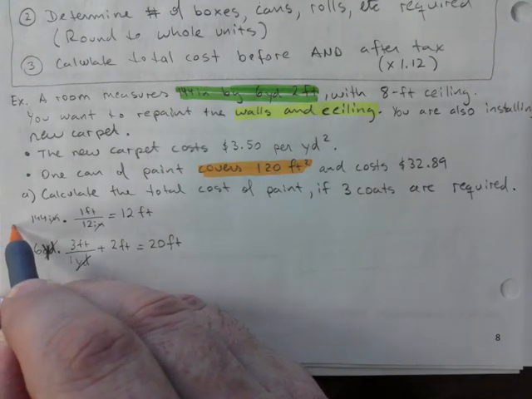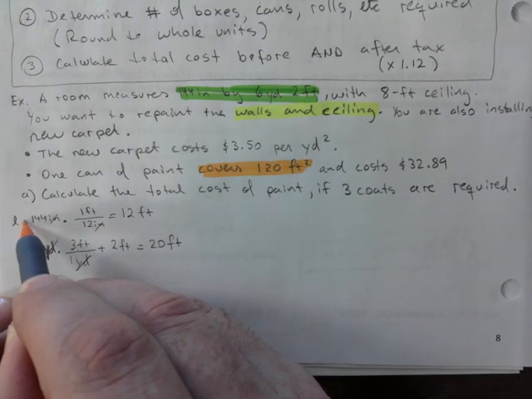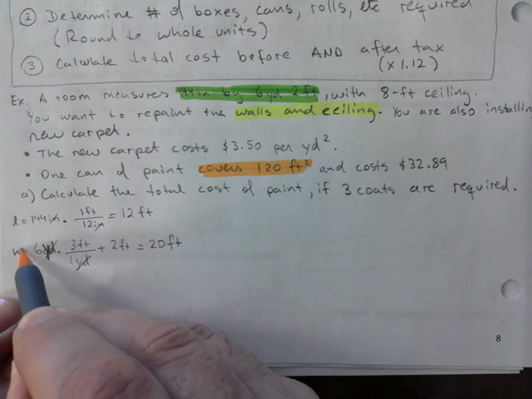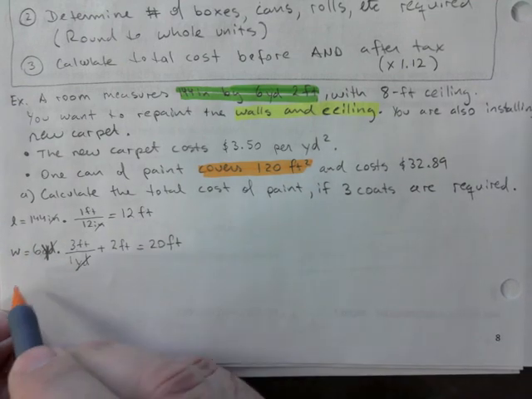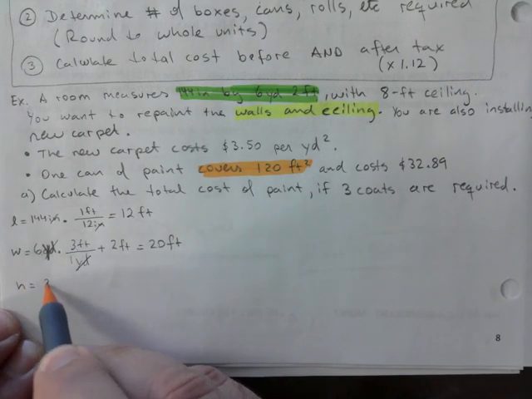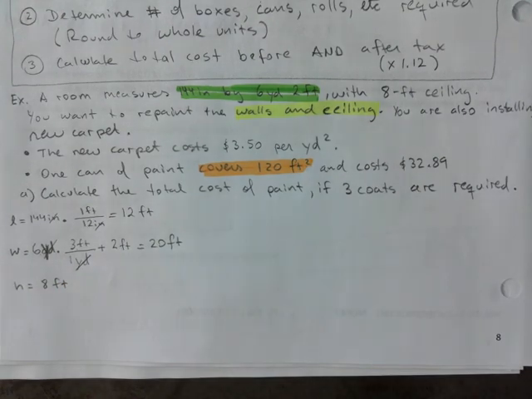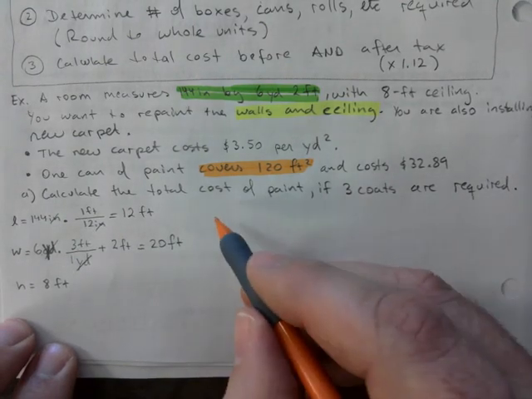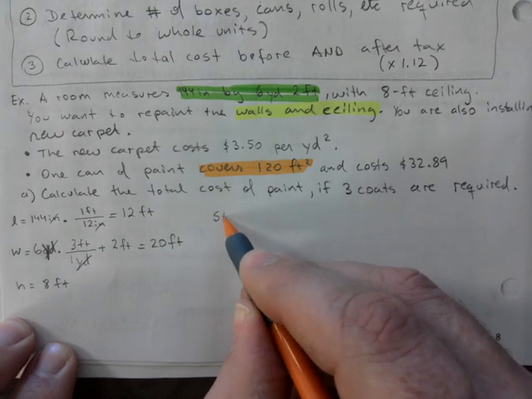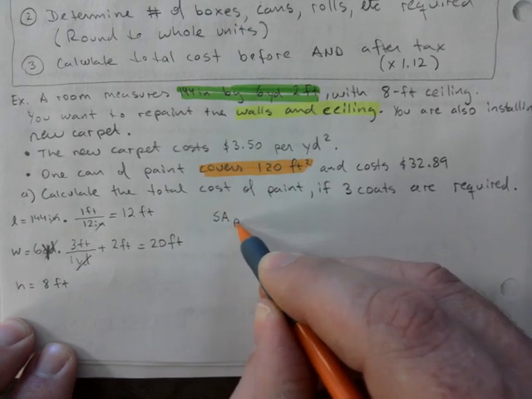So we know the dimensions of this room. How about we do that on the side here? I will call this my length. I will call this the width. And I know that the height of this room is 8 feet. That's already given. So far, so good? Okay. All right, so then we're going to figure out the surface area to be painted.